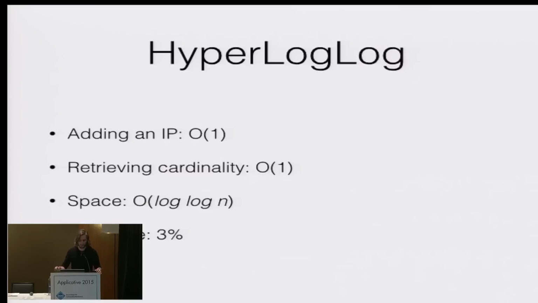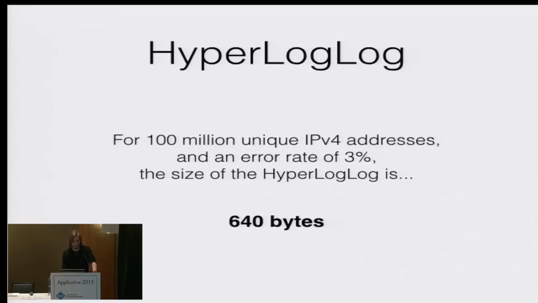So HyperLogLog. Adding an IP, again, O of 1, retrieving the cardinality, O of 1. And the space, however, is the log of n. So what does that actually end up looking like? Well, for 100 million unique IPv4 addresses, the size of the HyperLogLog is 640 bytes. Not megabytes, not kilobytes. We went from 400 megs to 87 megs to 640 bytes. We dropped 6 orders of magnitude from the naive solution.